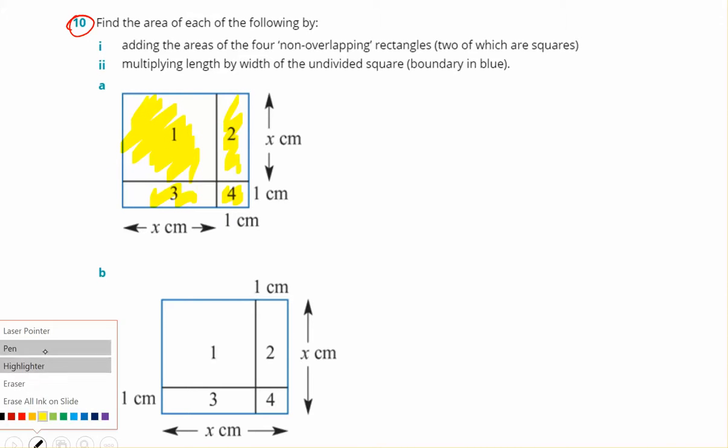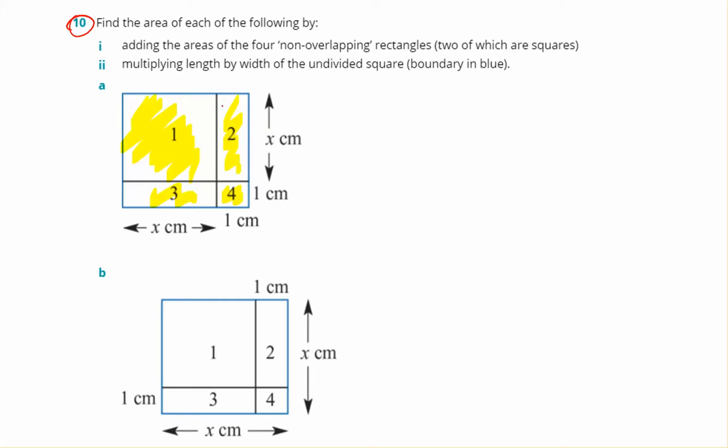Okay, that's pretty straightforward. So you're just going, okay, the area of this would be x by x, so that's x squared. And then you've got 1 by x, which is just x. You've got x by 1, which is just x again. And you've got 1 by 1, which is 1. So as you can see, the total area is x squared plus x plus x plus 1. I can combine them, so that's x squared plus 2x plus 1.